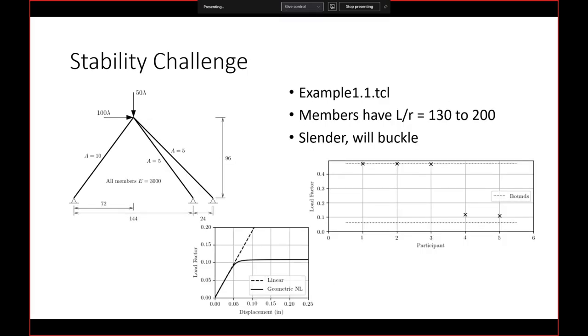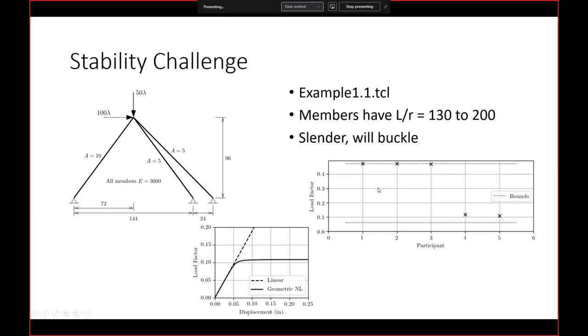And then when we go to things that are, this is example 1.1 dot tcl, which I think Frank made many, many years ago. We were just putting numbers together, like cross-sectional area 5, 10, E is 3,000, these dimensions. If it's a linear analysis, a number is a number, and you get a result. But if you actually look at the model, these are pretty long, slender members, the L over R ratios range from 130 to 200. So this thing's going to buckle before you get to any of these loads. How you model the structure, or how you mimic reality, makes a big difference in the results.